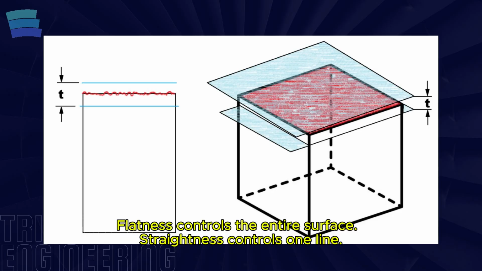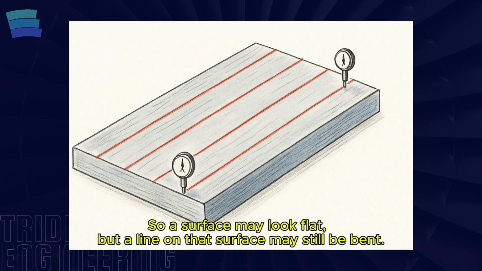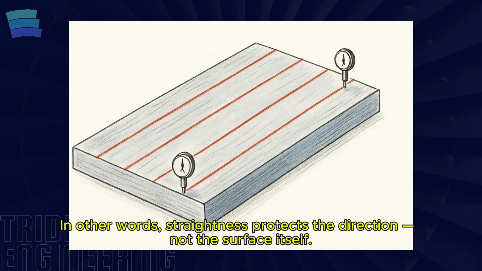Flatness keeps an entire surface between two parallel planes. Straightness keeps a single line between two parallel lines. A surface may appear flat, but a linear element on that surface may still be bent. If an axis has even a slight deviation, the diameter may be in tolerance, yet the assembly may still bind or drag. In other words, straightness protects not the surface, but the direction itself.